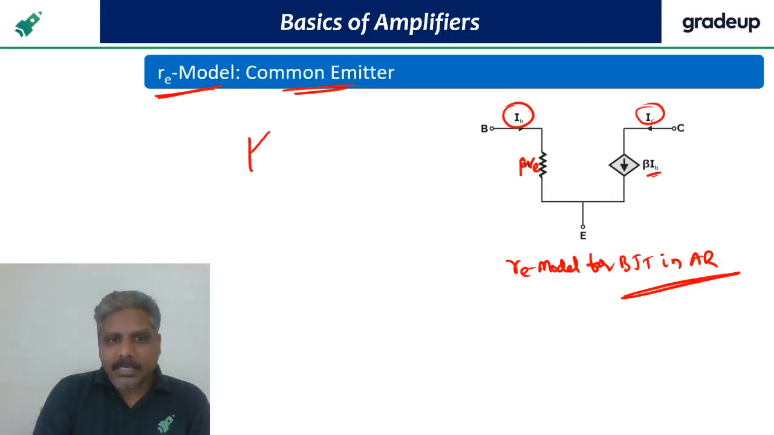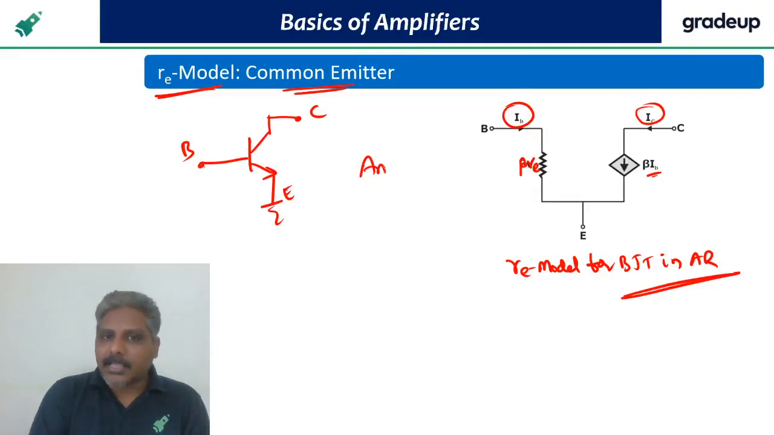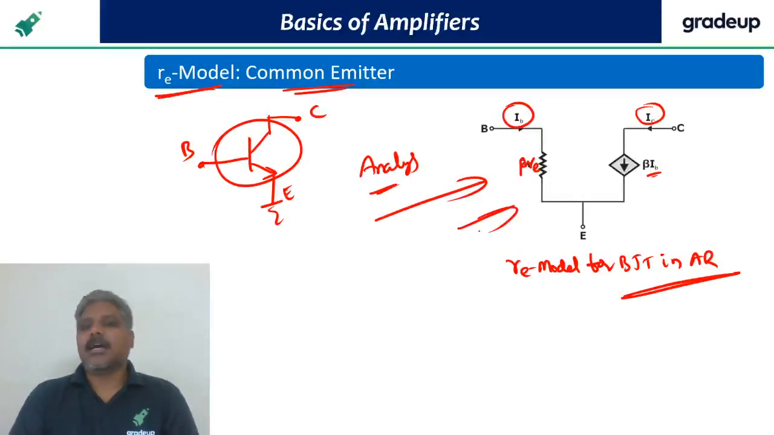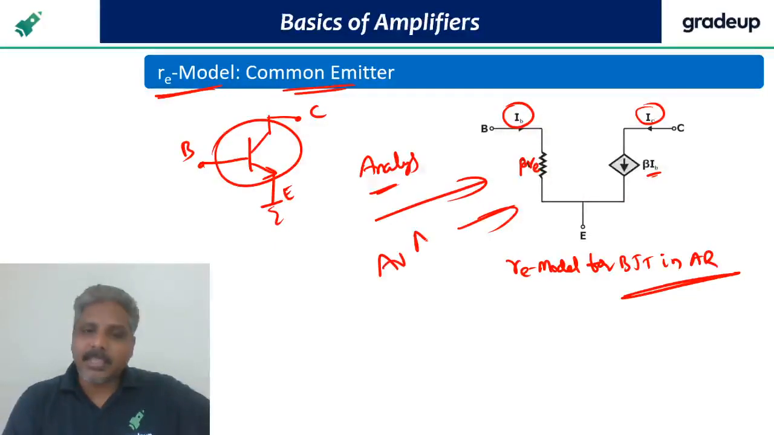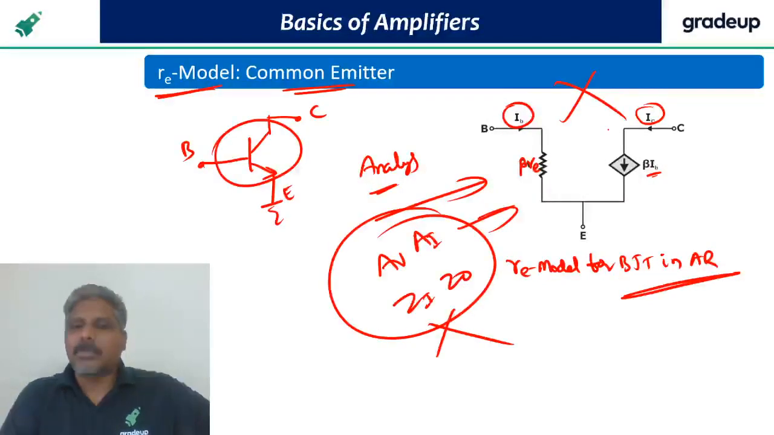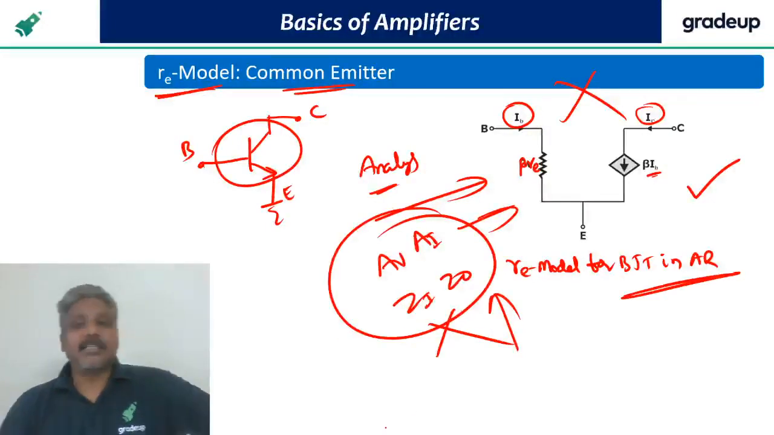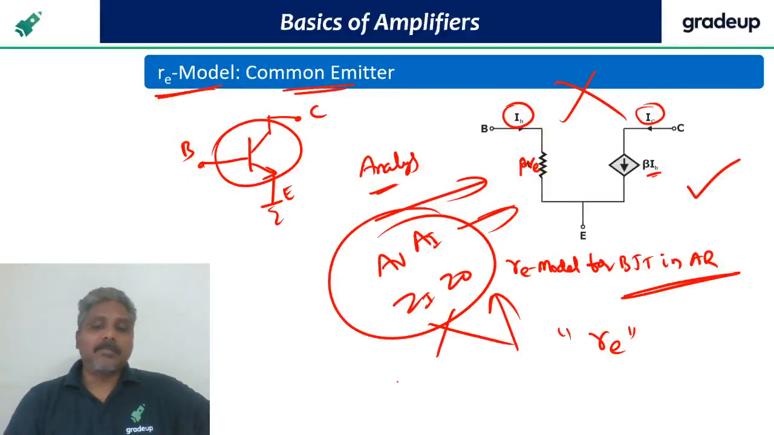So whenever you see a transistor in common emitter, and you want to analyze the amplifier, collector, base and emitter, then you can replace the transistor with its RE model. Why? To find AV, AI, ZI, ZO. Suppose you don't want to find these values, no need to replace. This method of replacing the transistor makes finding these values easier. That is the reason why we are going for it. Clear, guys?